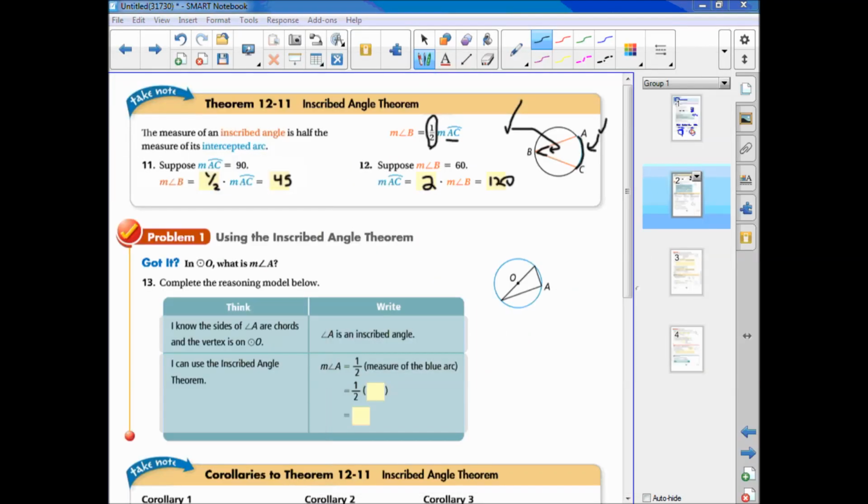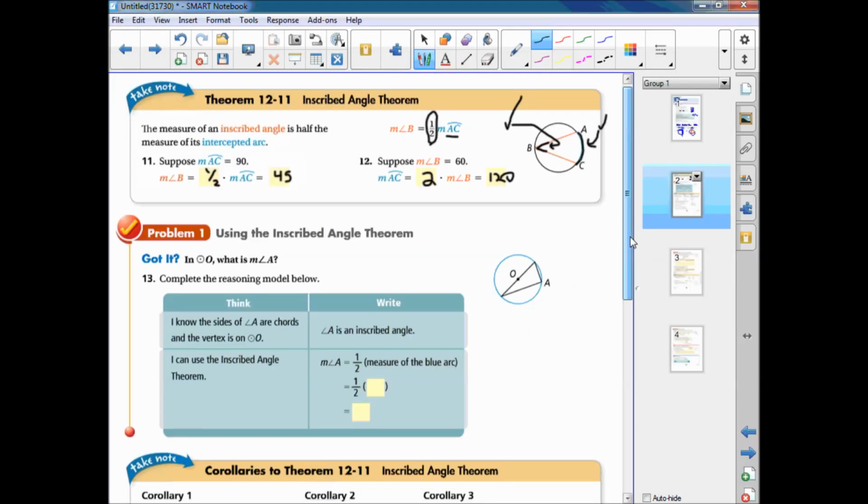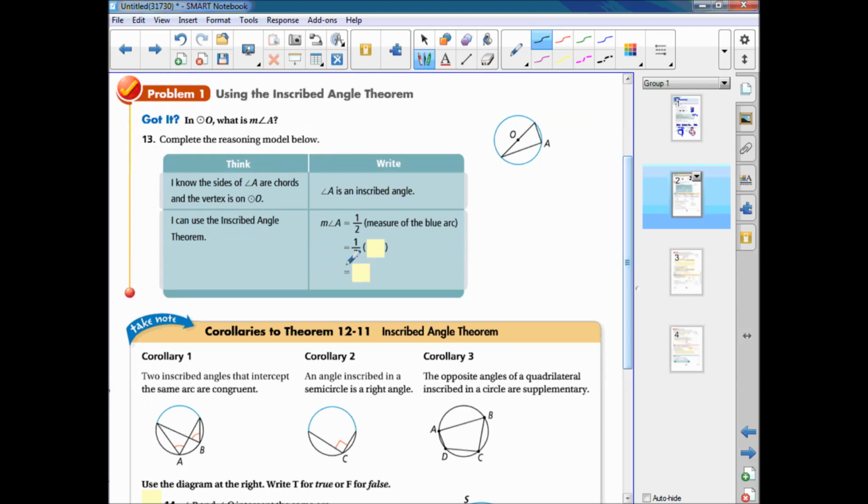All right, let's go back and look at a couple more problems on this. Using the inscribed angle theorem, complete the reasoning model below. I know that the sides of angle A are chords here. So here's my angle A, and they're both chords for the sides. And I can use the inscribed angle theorem to help me find what angle A is.